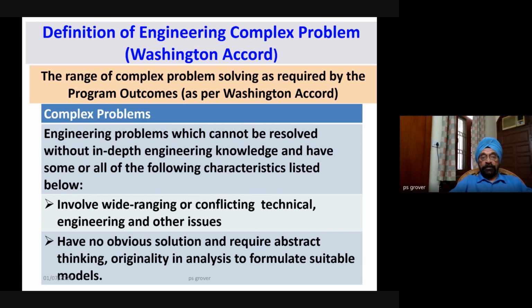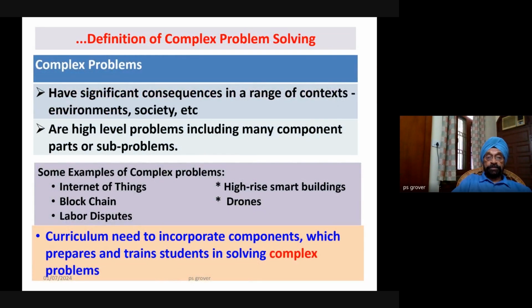So when I say complex problem, the curriculum that I'm taking should involve solving complex problems. How do I do that? That means I must understand myself, what is a complex problem? So once I understand a complex problem, then I make it a part of my curriculum. So has significant consequence in a range of context. High-level problem, including many components, for example, Internet of Things, blockchain, labor dispute, high-rise buildings, drones, etc. They involve complex problems. They are real-life problems. Curriculum need to incorporate components which prepare and train students in solving complex problems.